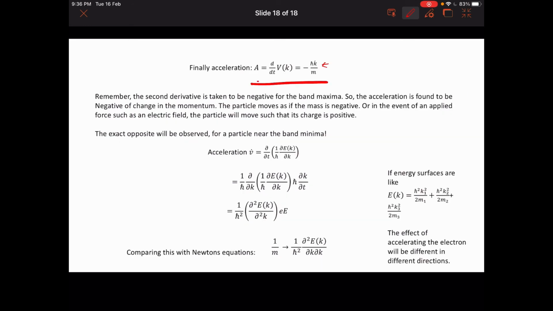So what it means is k dot is force, right? So basically we have minus force by m. So the second derivative is taken to be negative of the band maximum. So the acceleration is found to be negative of the change in momentum. So k dot is the change in momentum, right? So the acceleration is negative of change in momentum. That means that the particle moves as if the mass is negative, right? So basically F is minus ma, and this is possible only if the mass is negative, or in the event of the applied electric field, force being electric field, the particle moves as if the charge is positive, right?